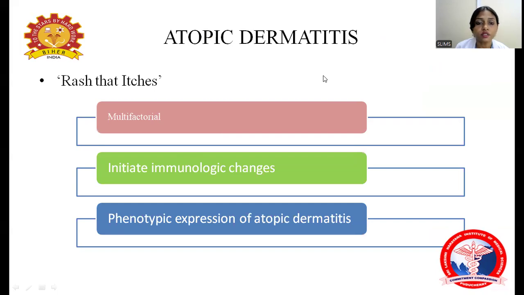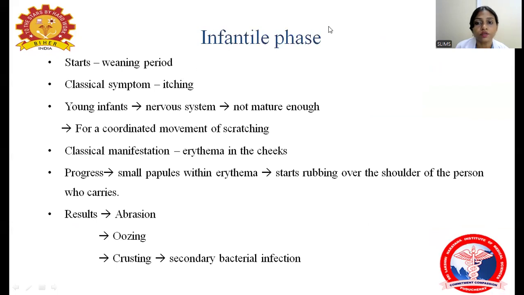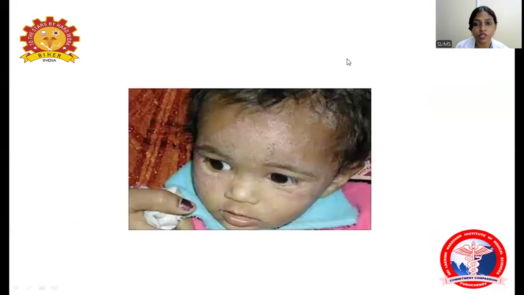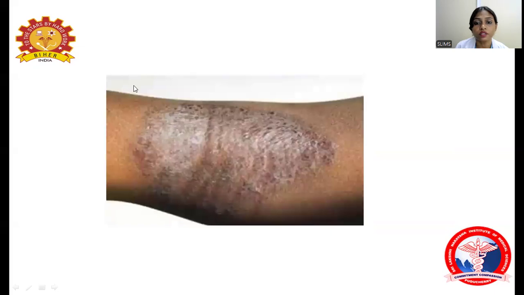About atopic dermatitis, there are three phases: infantile, childhood, and adult phase. We saw the sites of involvement of the infantile phase, that is the cheeks, and the sites of involvement of the childhood phase, which is nothing but the extensors, because the child starts crawling, and in the adult phase, flexures start getting involved. This is an example of atopic dermatitis over the cubital fossa.